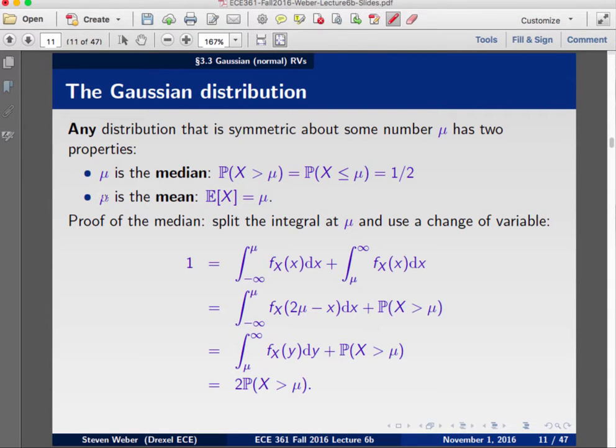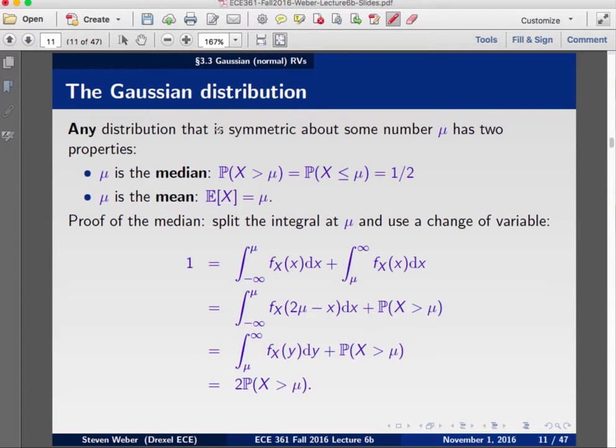The second property is that value mu must also be the mean. Note that in general there's no necessity that the median and the mean have equal value. The mean is the weighted sum of the values, weighted by the probabilities of taking those values, and the median has this property that half the mass is below and half the mass is above. They will coincide, however, for these symmetric distributions like the Gaussian.